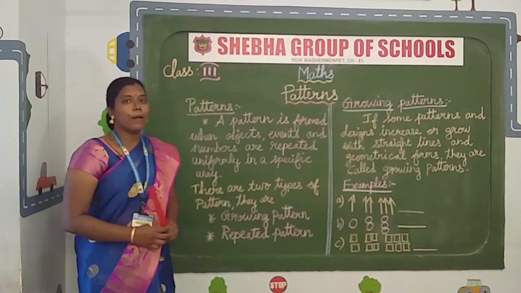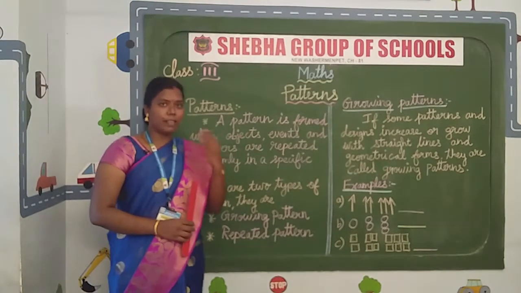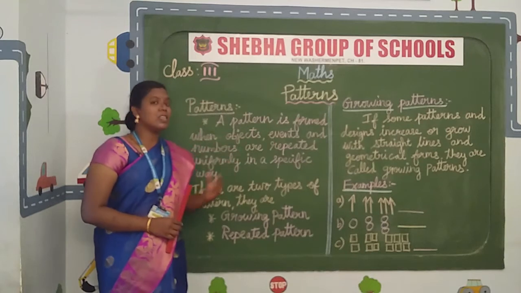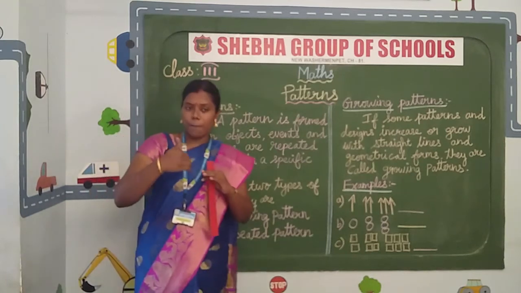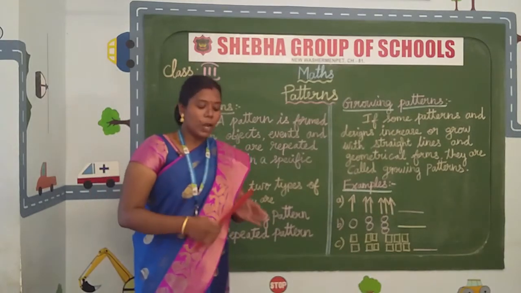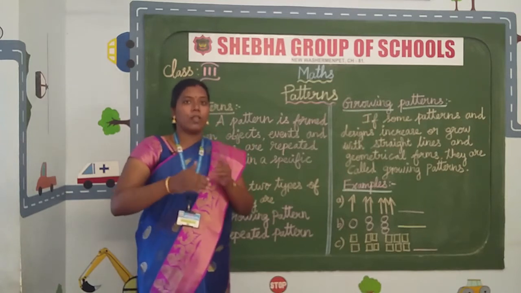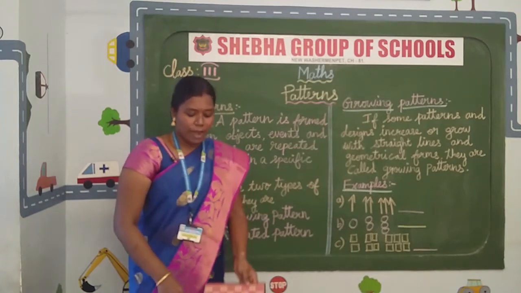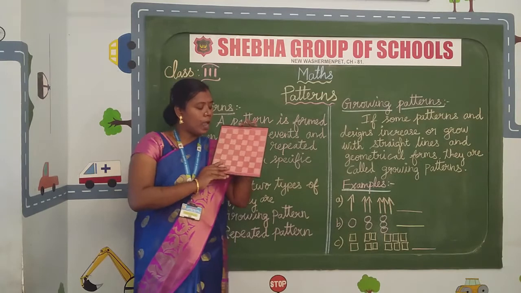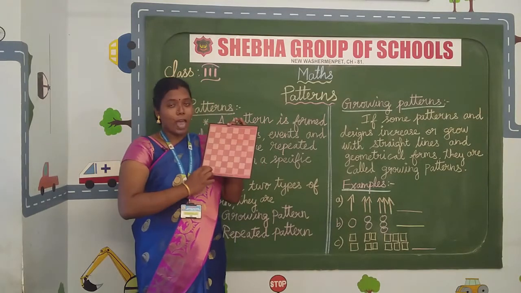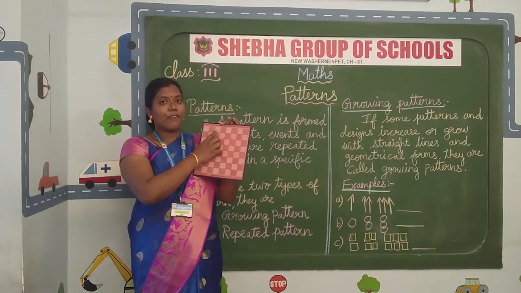A pattern is nothing but objects, things or events and numbers that have to be combined with repetition. Repeated uniformly means they come the same way in a pattern. For example, I will show you the chessboard. It has the same square boxes but in different colors.